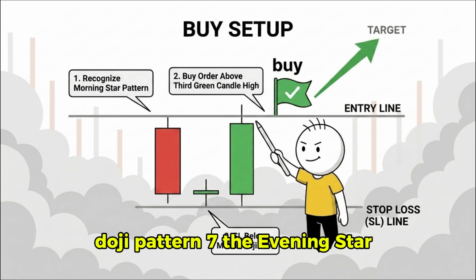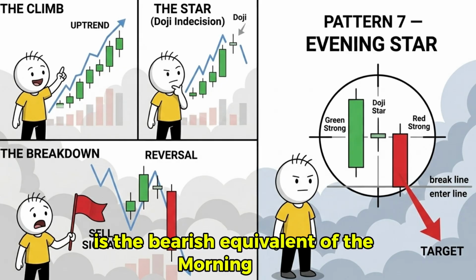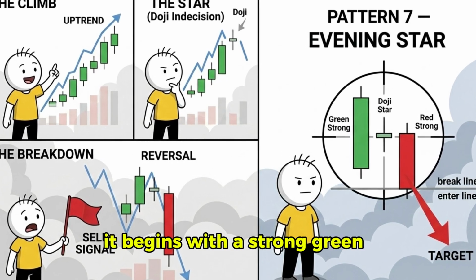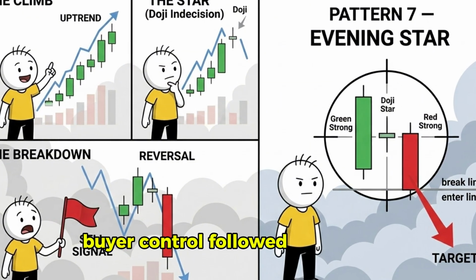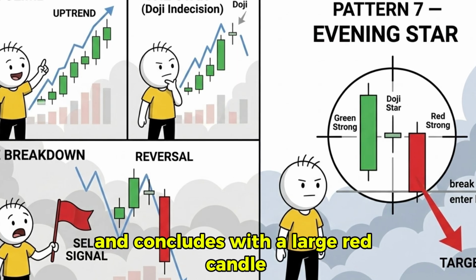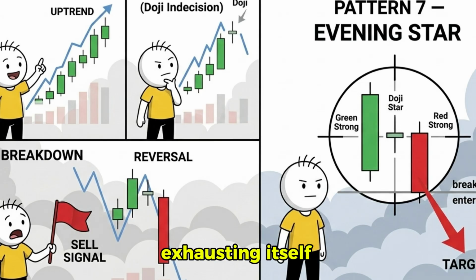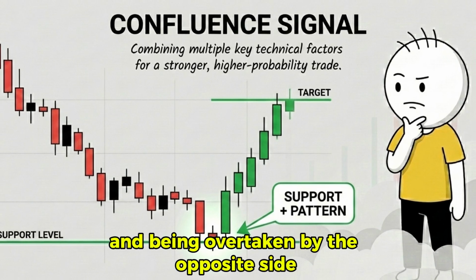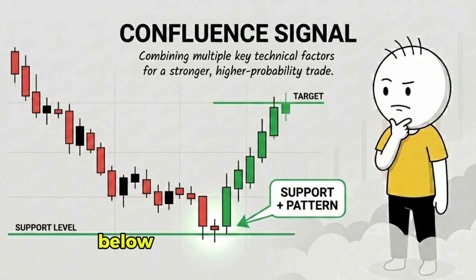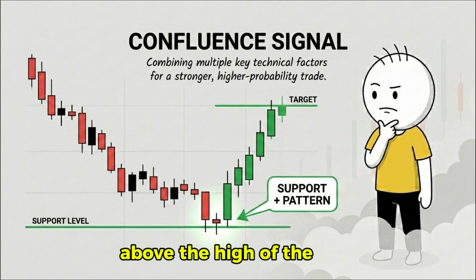The Evening Star, Advanced. The Evening Star is the bearish equivalent of the Morning Star and also utilizes three candles. It begins with a strong green candle, buyer control, followed by a small doji, tug of war, and concludes with a large red candle, seller victory. This shows the clear progression of a trend exhausting itself and being overtaken by the opposite side. To enter a sell trade using this pattern, you would place your order below the low of the third red candle and keep your stop loss protected above the high of the doji.